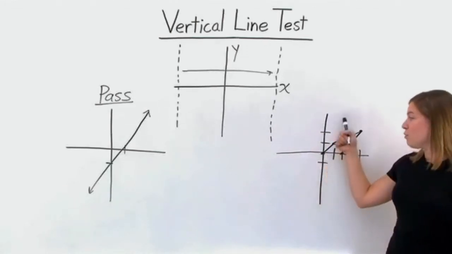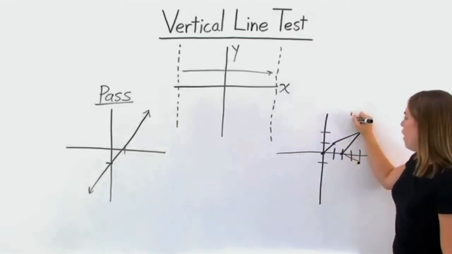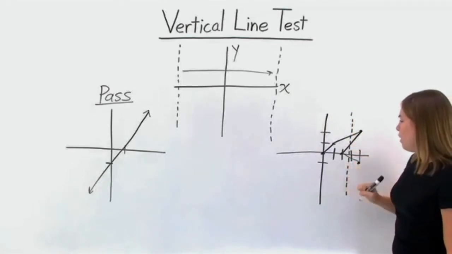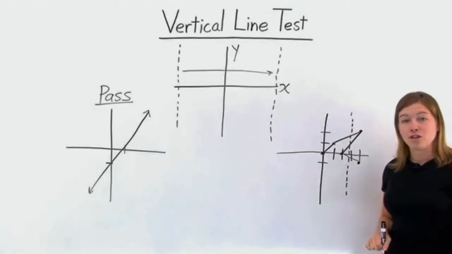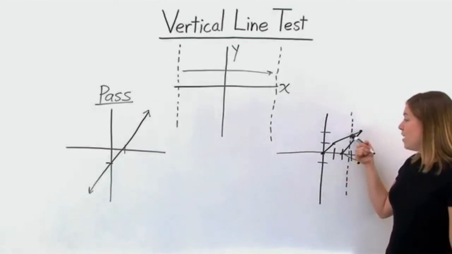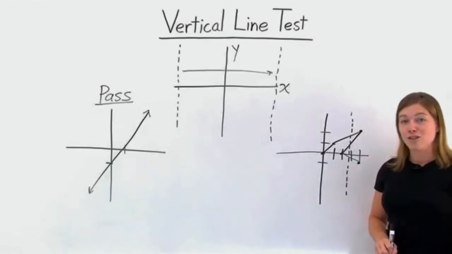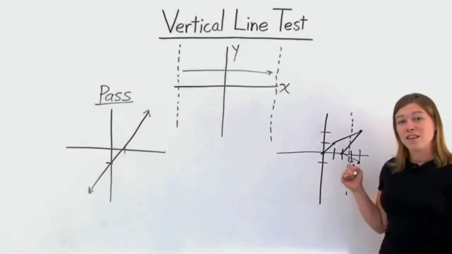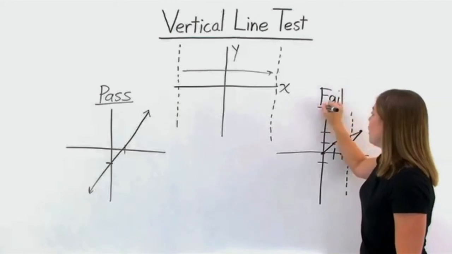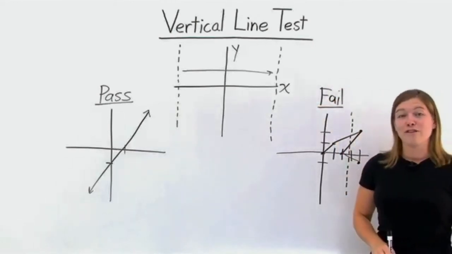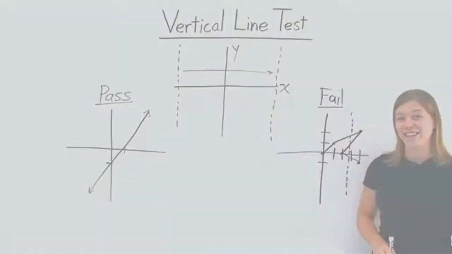Now we continue to move to the right, and we pass through once. But what about right here? If we draw a vertical line, we notice that our vertical line passes through not 1, but 3 points on this equation. We have a pass here, here, and here. There's 3 points where our vertical line passes through our graph. That means that this equation fails the vertical line test, and it is not a function. So, remember, the vertical line test helps you see if the graph of an equation is a function.